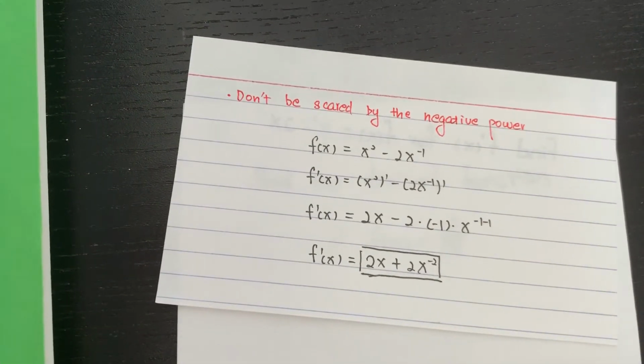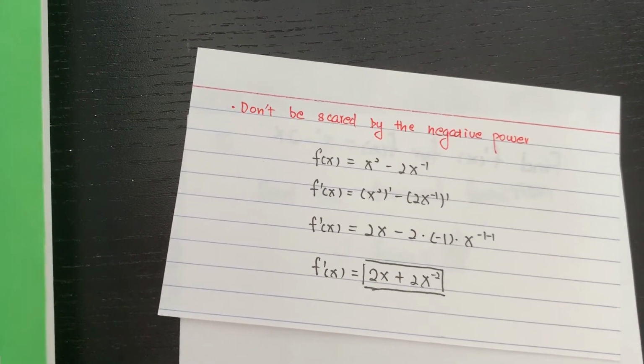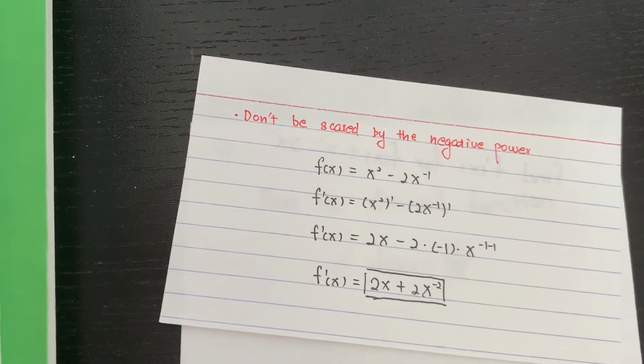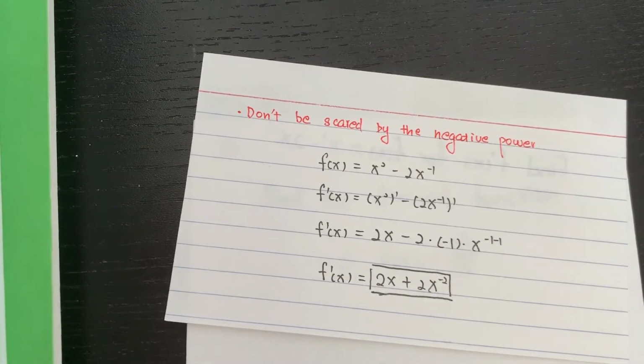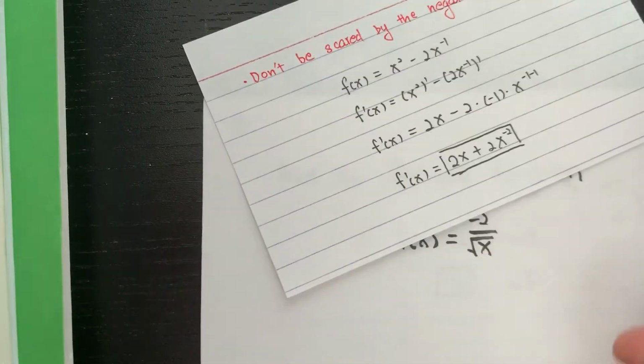Again, it's the same thing. Do not be scared by the negative power. You do the same thing. In this case, n is negative 1. You just subtract 1 from negative 1 and it becomes negative 2. So everything is the same. Check your answer and confirm if you are right.